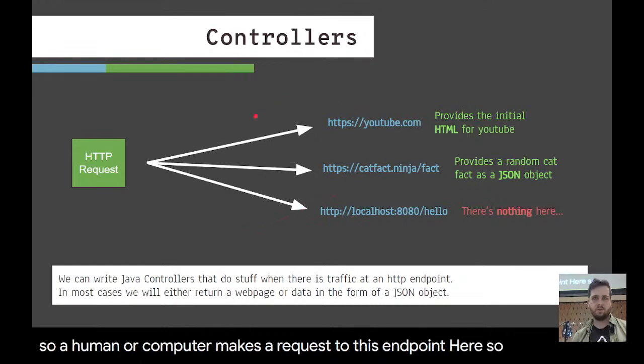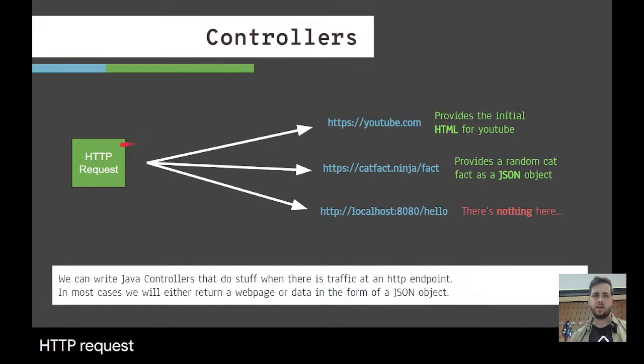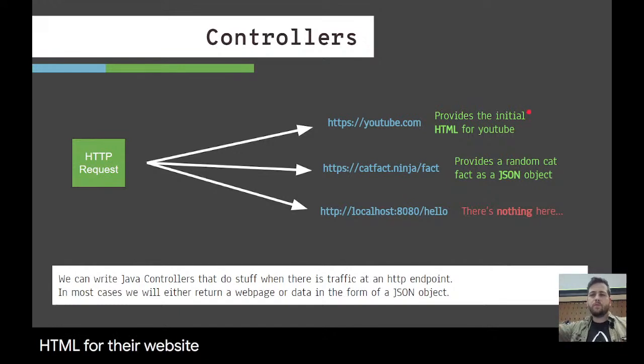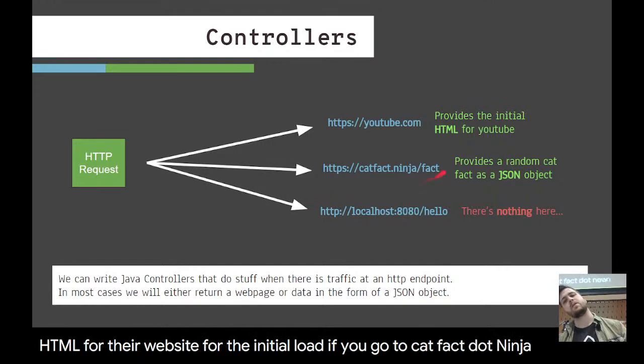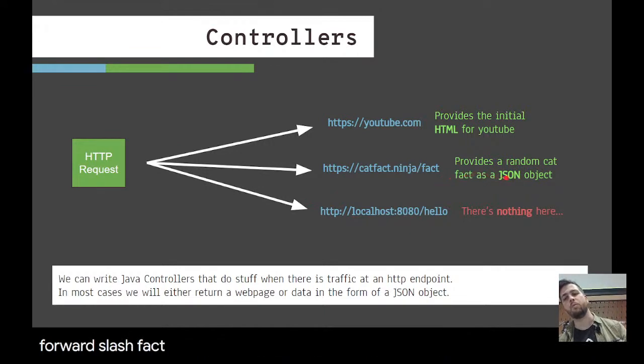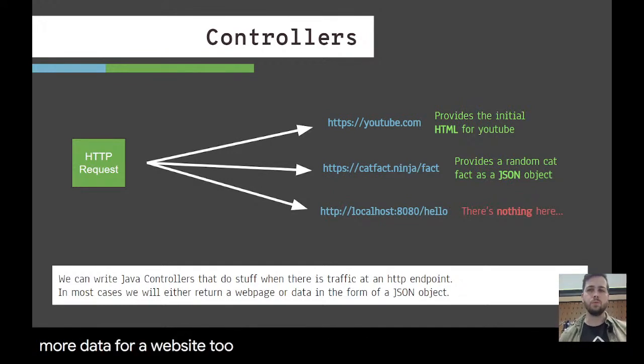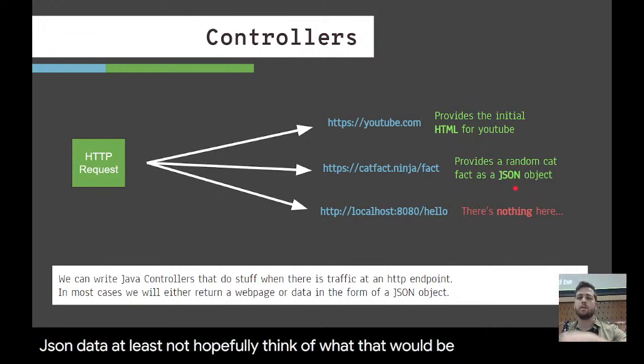Here, an HTTP request might get sent to youtube.com. youtube.com will provide the HTML for their website for the initial load. If you go to catfact.ninja/fact, it will provide you with JSON data. So this is not a website. This is more data for a website to use. That would be a good way to think of JSON data.